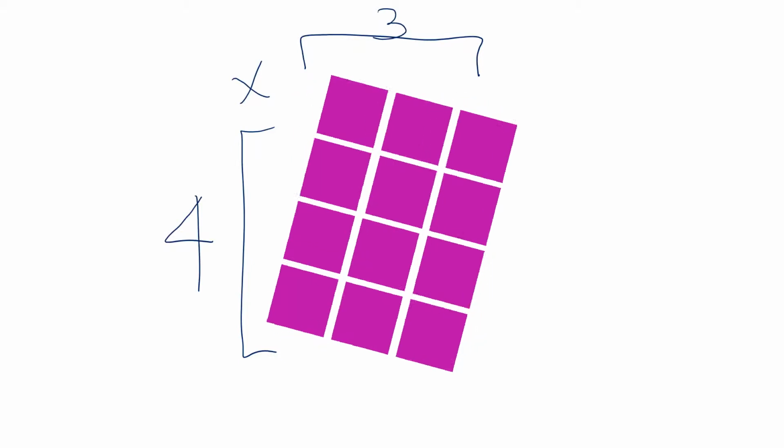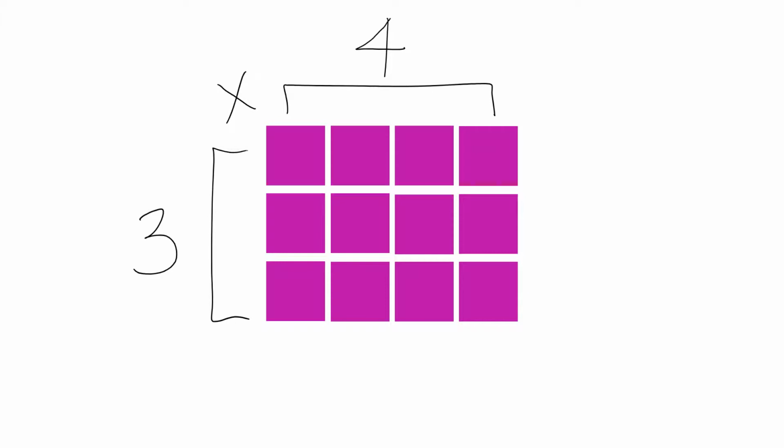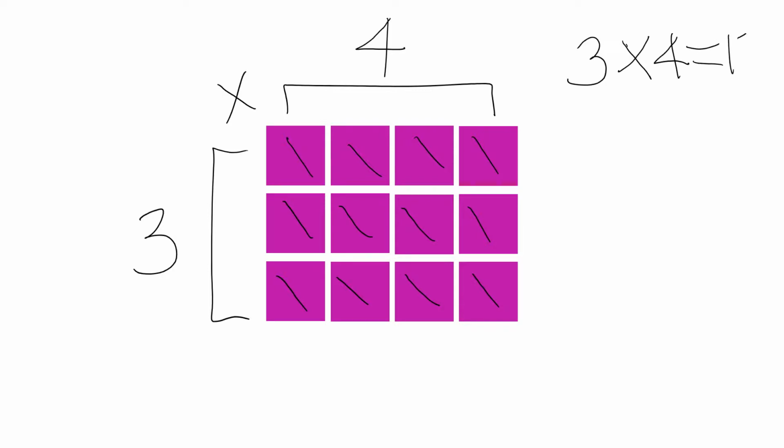That means my 3 blocks times 4 blocks, or I could have 4 blocks times 3 blocks, but I still have 1, 2, 3, 4, 5, 6, 7, 8, 9, 10, 11, 12 blocks all together. Because 3 times 4 equals 12, and 4 times 3 equals 12.